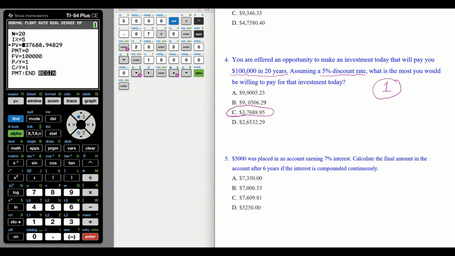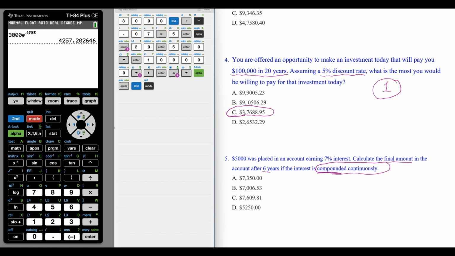Okay. Let's go to number five. $5,000 was placed in an account earning 7%. Man, they like 7% a lot in these questions. Okay. Calculate the final amount. That means we're going to be talking about the end. In the account after 6 years, if the interest is compounded continuously. Okay, that tells me that we will be backing out of this and entering these items in the calculator.